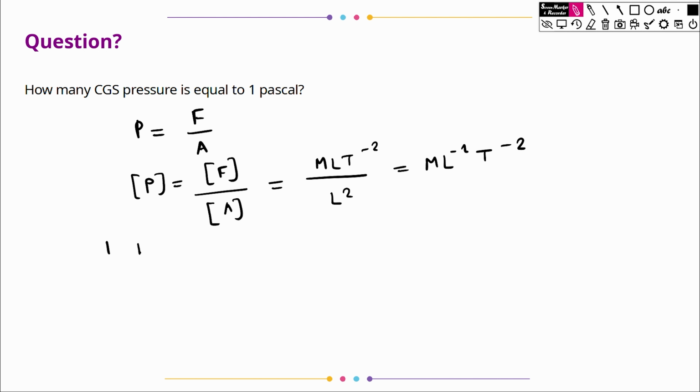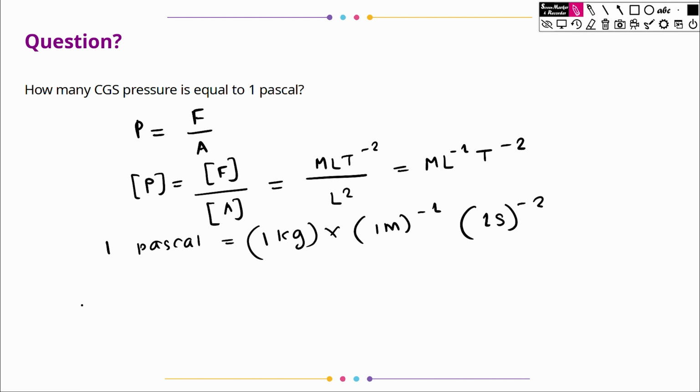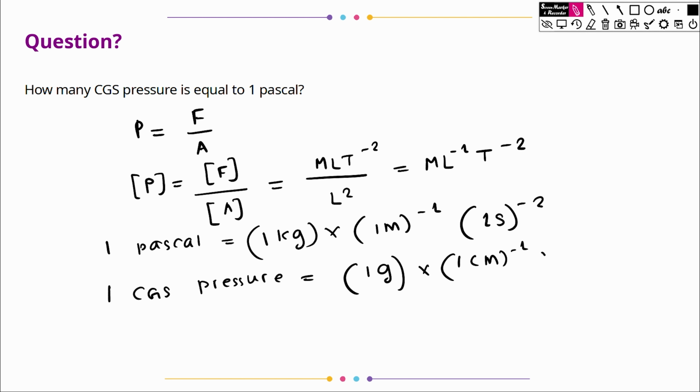Now we'll come to 1 Pascal. So already we have mentioned 1 Pascal. We have used mass in kilogram, then length in meter, and time in second. Similarly, 1 CGS pressure is equal to, here unit of mass is gram, then unit of length is centimeter, and unit of time is second.